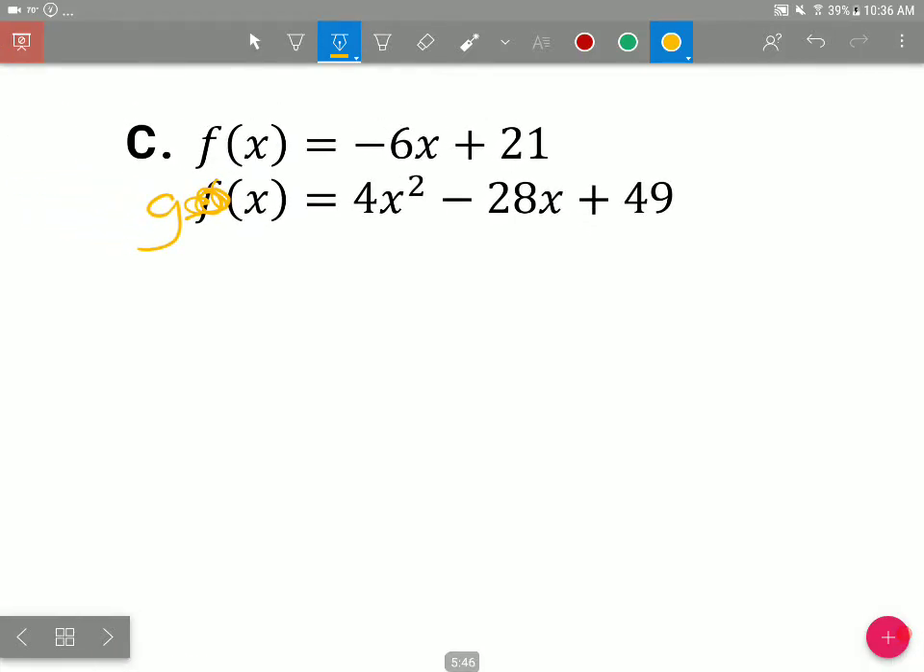All right, so letter C. There's no x squared here, but can you divide something out? A 3. So let's go ahead and do it. My h of x, and I'm going to divide out a negative 3, just because I like the first one to be positive. So what's negative 6 divided by negative 3? Positive 2, so 2x. What's 21 divided by negative 3? Negative 7.